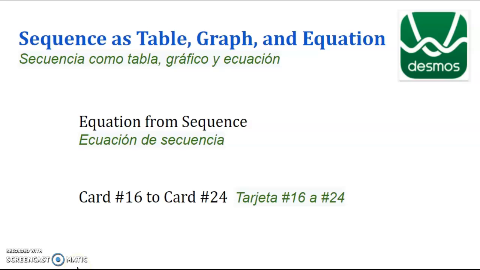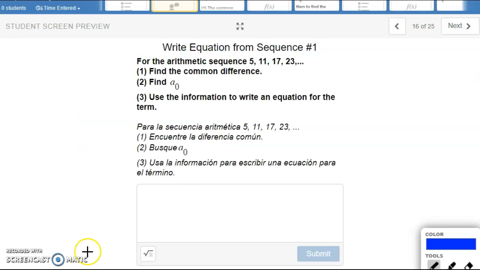So please pause the video and try to work on them on your own. Okay, this is card number 16. For the arithmetic sequence of 5, 11, 17, and 23, find the common difference, find A sub 0, and then use the information to write the equation for the term. So first thing, we need to find the common difference. How do we figure out what the common difference is?